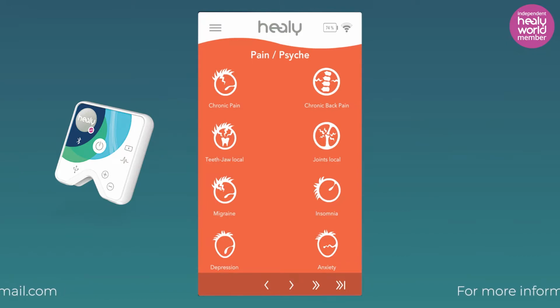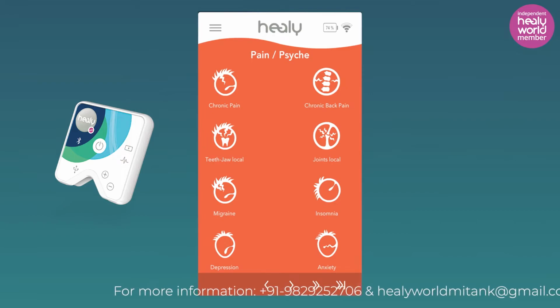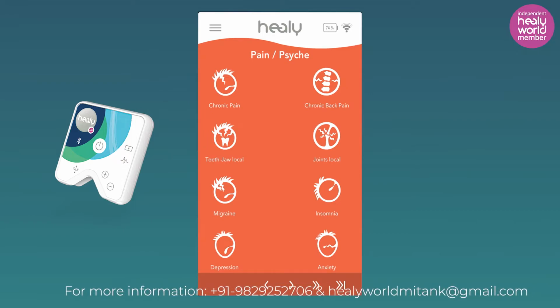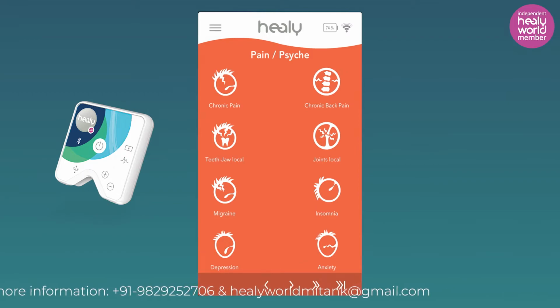The fifth one is migraine. Those who have a migraine and headache, this program will help you so much in getting it cured. You will see instant results after you take the migraine program. The sixth one is insomnia. Insomnia is for people who have sleep disorders or don't get quality sleep. Those people can take the insomnia program.